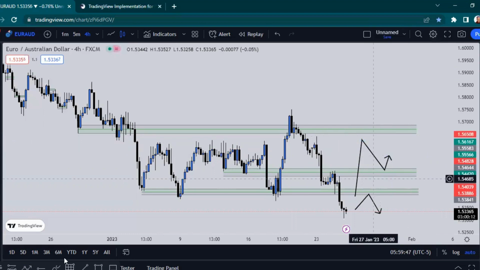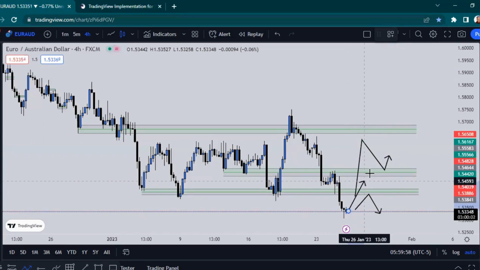But right now, 70% bearish. So if this market pulls in here, I'll sell. If it pulls up here, this is even better. This is a better zone.